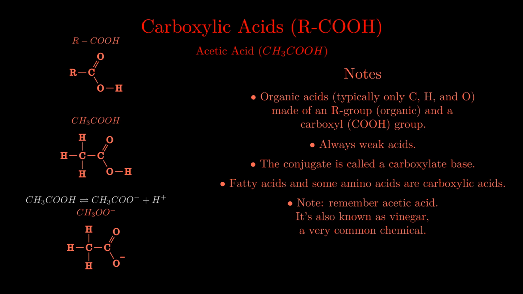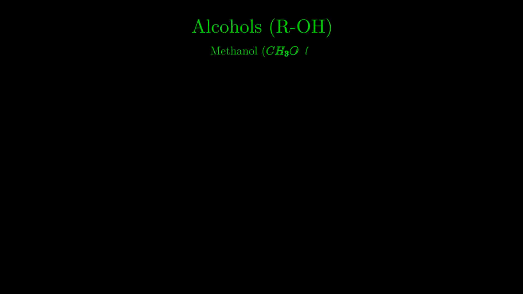Just to give some examples, we have fatty acids, and then there are some amino acids that are carboxylic acids. And a good note to remember for this is acetic acid specifically, the one that's shown here, because it's vinegar. It's a very common substance. That's carboxylic acids. And now we will talk about alcohols.